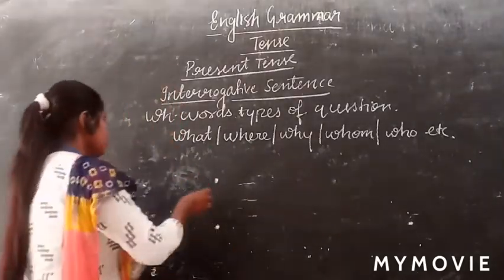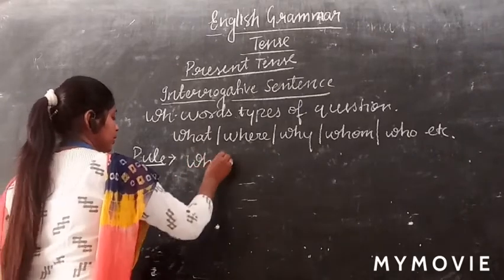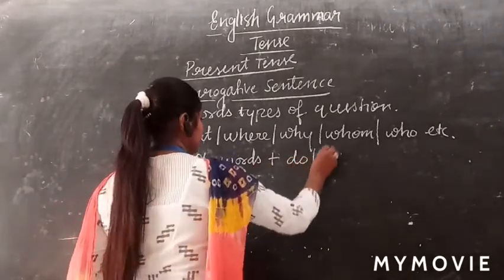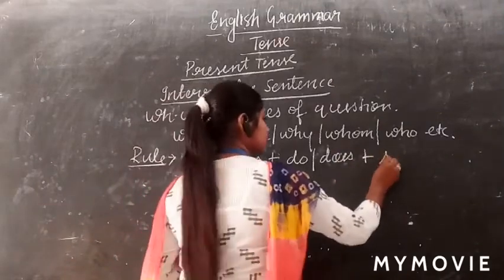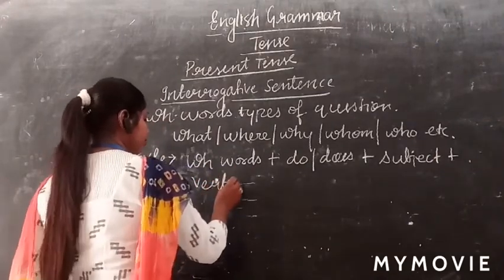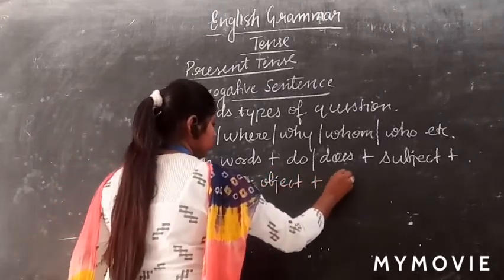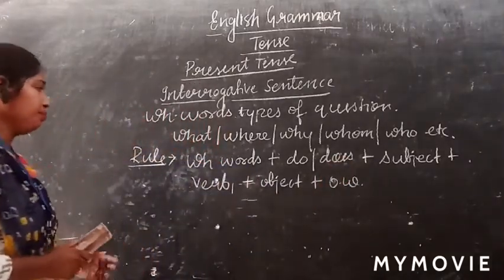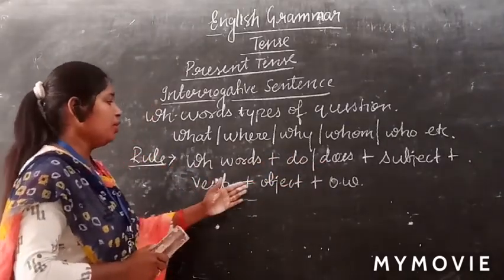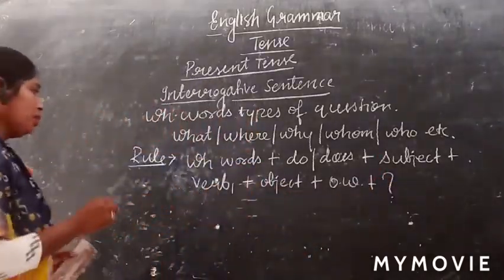Okay, now see the rule. WH words plus do or does plus subject plus verb in first form plus object plus other words and plus question mark. Now look at the example.